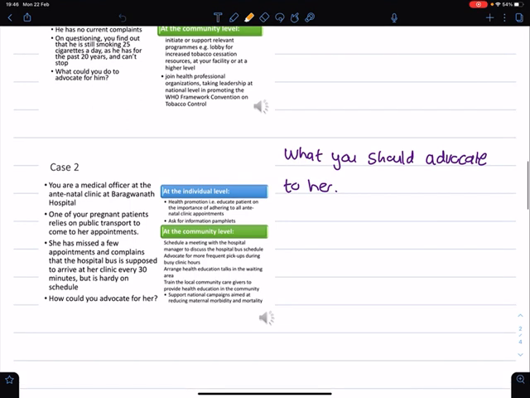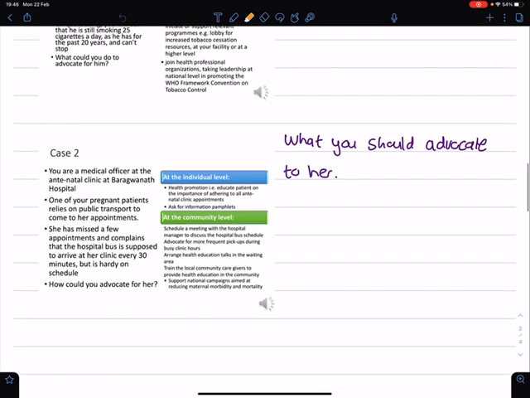In case 2, you are a medical officer in the clinic. One of your pregnant patients relies on public transport to come to her appointment. She has missed a few appointments and complains that the hospital bus is supposed to arrive at her clinic every 30 minutes, but it's hardly on schedule. How would you advocate for her?